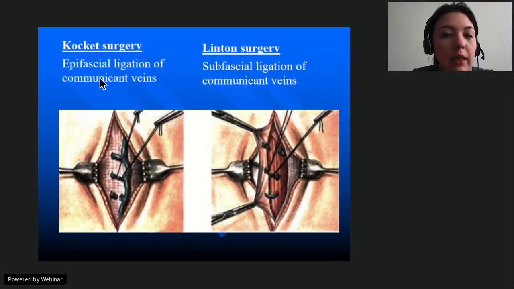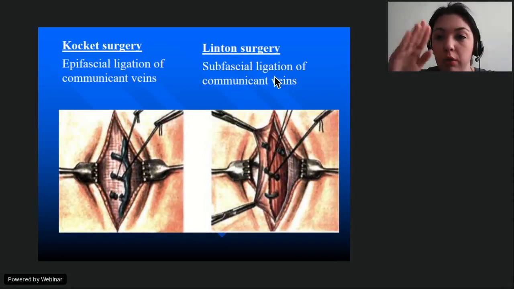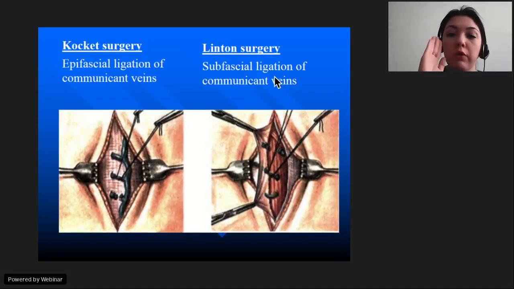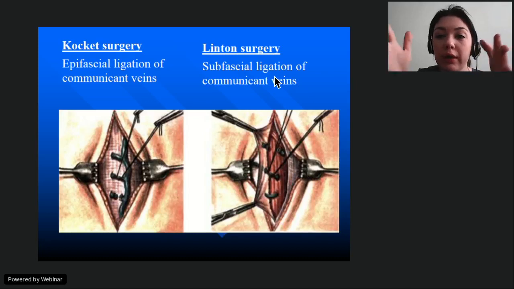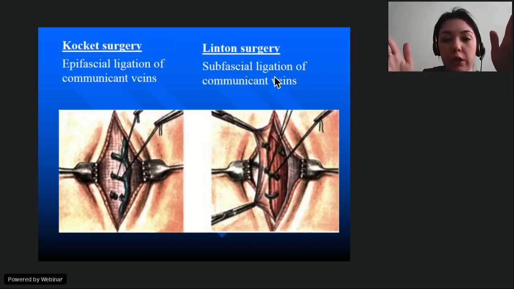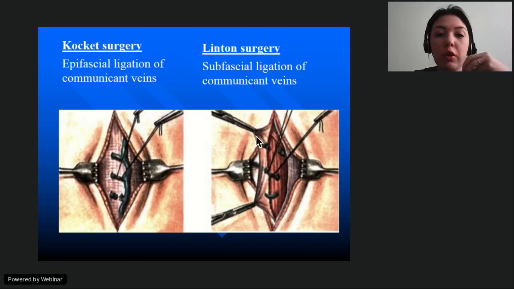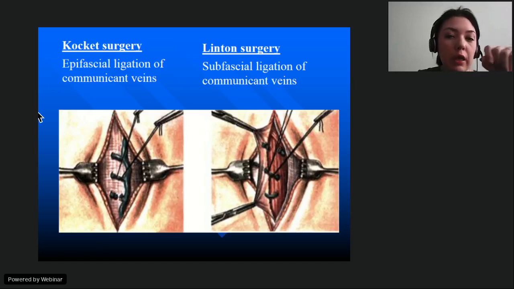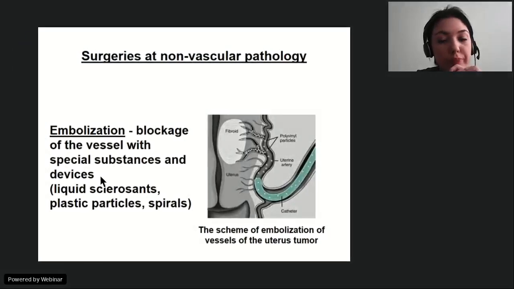Then Cockett and Linton surgery. It is a ligation; we do not remove the greater saphenous vein, it stays, but we remove connections between superficial and deep veins. So we ligate these communicant veins. In case of Cockett surgery, we perform epifascial ligation of communicant veins, so above the superficial fascia we ligate them. And in case of Linton surgery, it is a subfascial ligation, we do it below, under the superficial fascia.